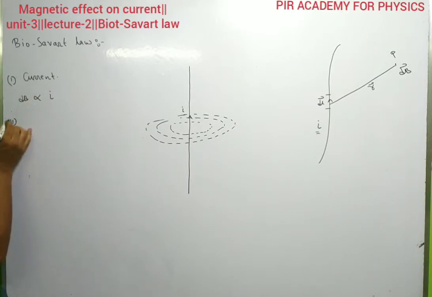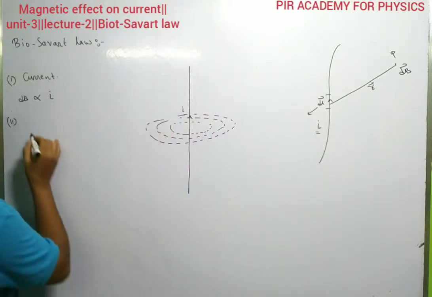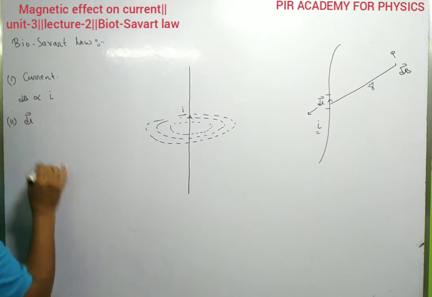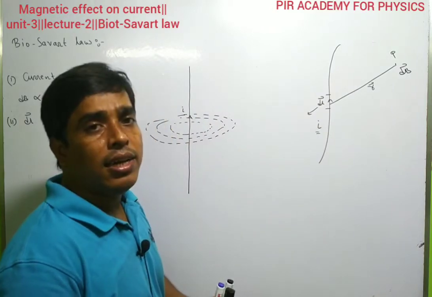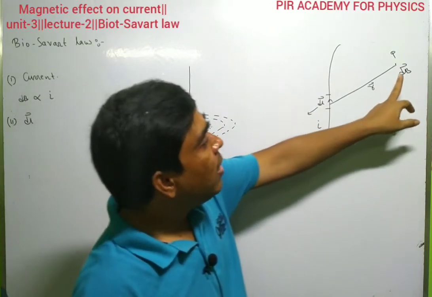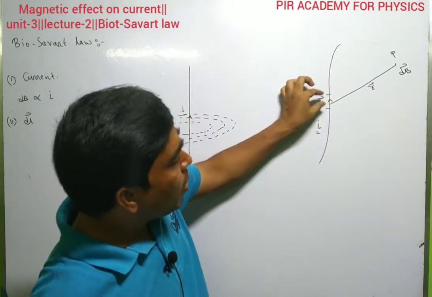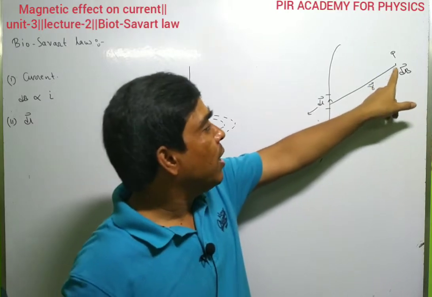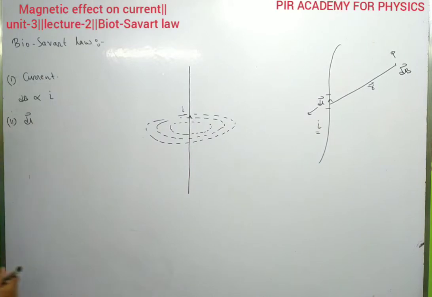The second variable physical quantity is dl. If I take a greater length of this current carrying conductor, then the magnetic field at the point will increase. If I take a small value of dl, then the magnetic field due to this dl will decrease. That means the magnetic field is proportional to this elementary length.